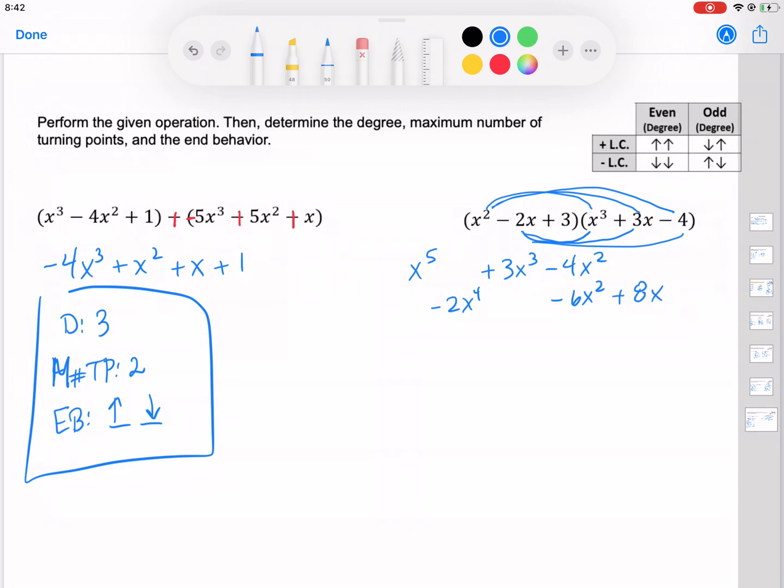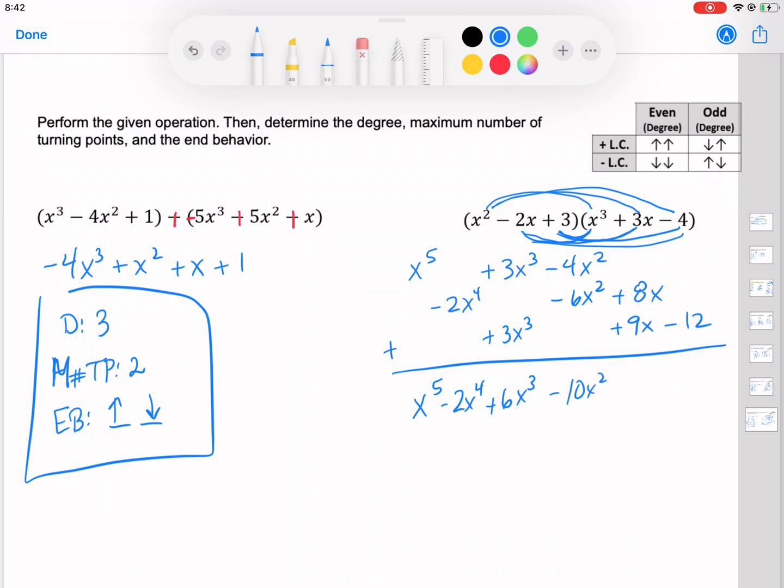And then we've got our last one. So 3 times x cubed is a plus 3x cubed. 3 times 3x is a plus 9x, and then 3 times negative 4 is negative 12. Then I'll just add all those. So I'll have x to the 5th minus 2x to the 4th plus 6x cubed minus 10x squared plus 17x minus 12. And I'll let you do degree and so on. I've done so many that I think you guys are plenty over that.